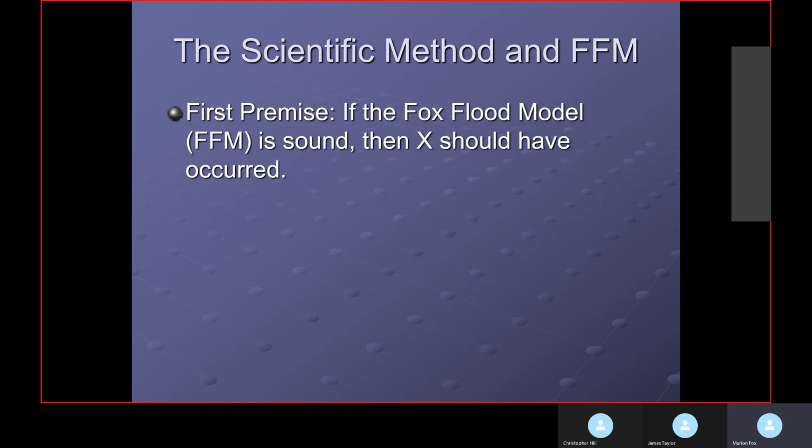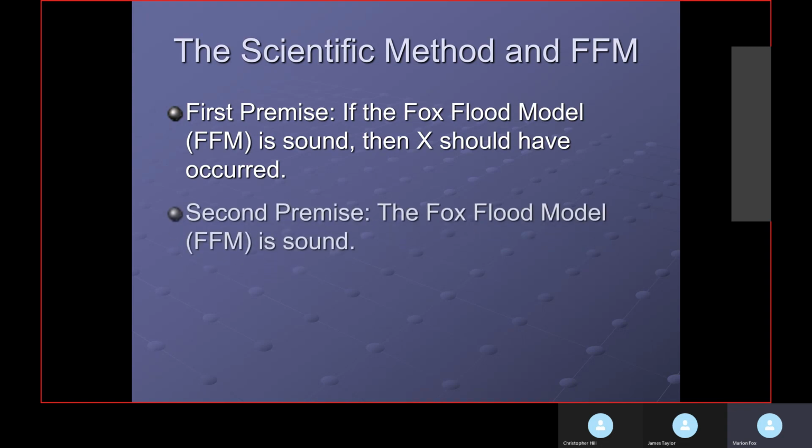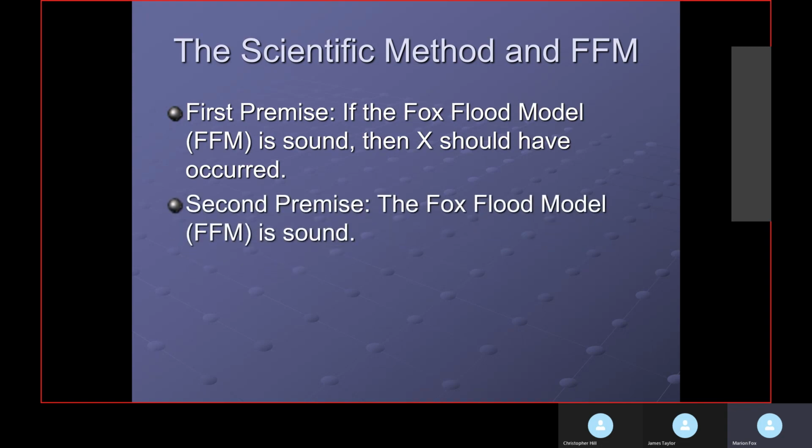The first premise will be of this form. If the Fox flood model, and I'll just abbreviate it from now, the FFM, is sound, then X, something X, should have occurred. And if we're going to be scientific, it should be testable, so something we can observe, an observable phenomenon. The second premise is the Fox flood model, FFM, is sound. Then we'll say conclusion, X should have occurred.